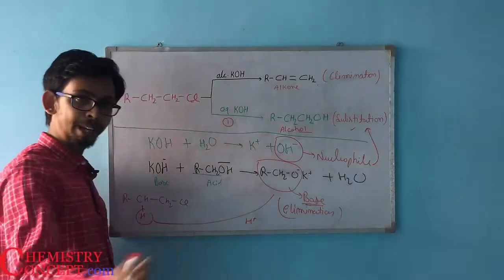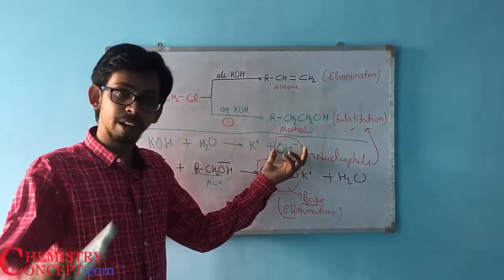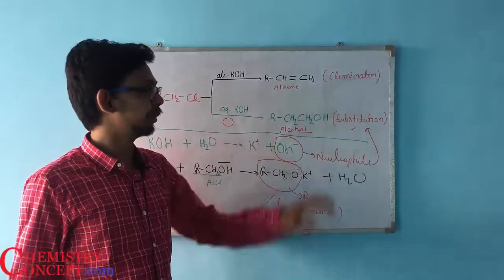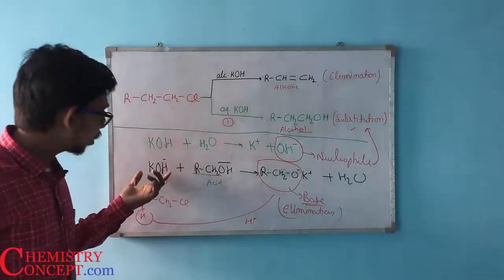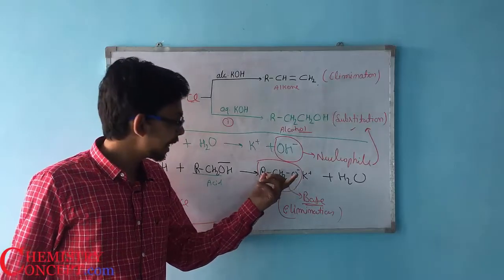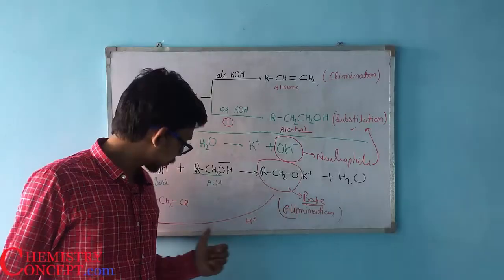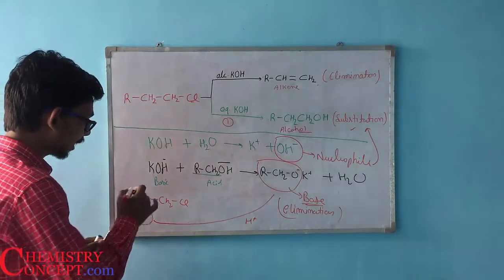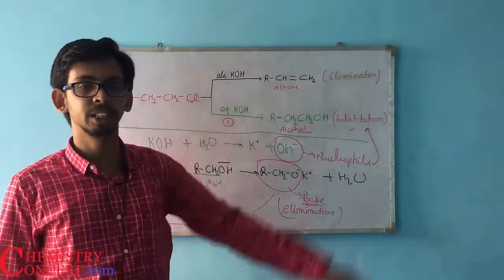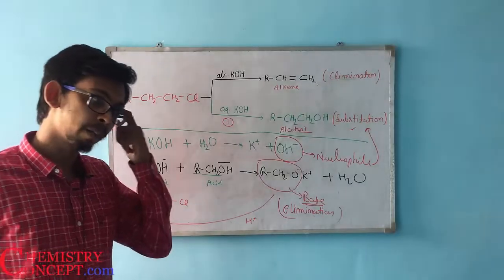So the simple answer is, in aqueous KOH, OH negative ion is formed, which behaves as a nucleophile, and a substitution reaction takes place. But in alcoholic KOH, we get the alkoxide ion, and that alkoxide ion behaves as a base and removes a proton from the beta carbon, and elimination takes place. I hope this was clear to you. Here no OH negative is formed; alkoxide ion is formed.